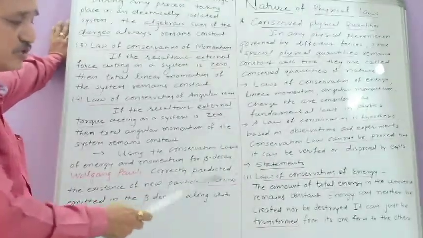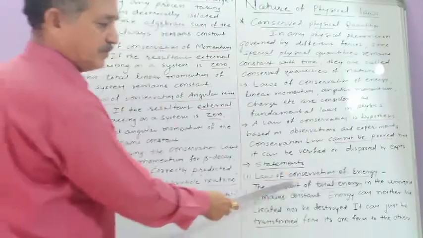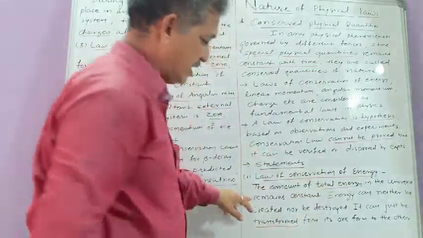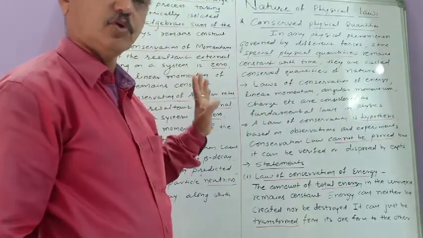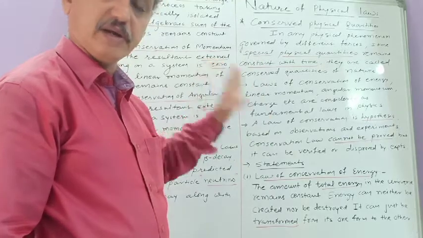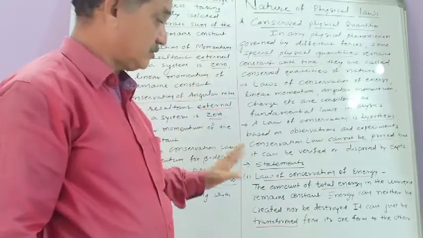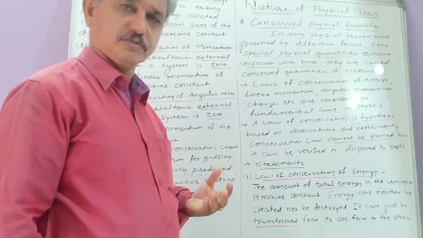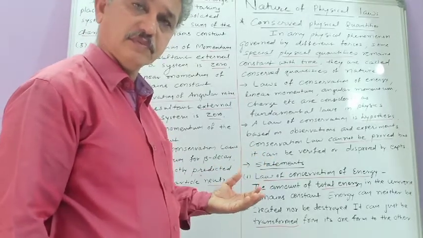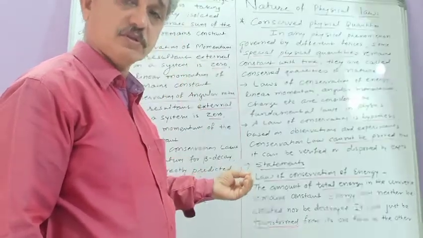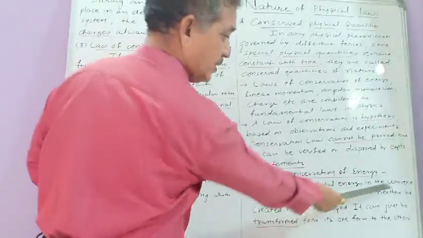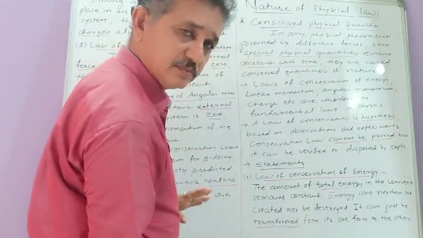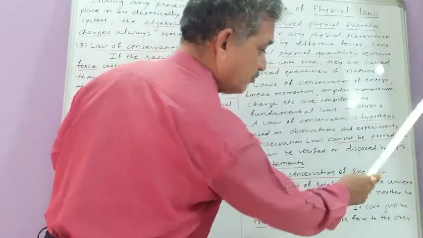Which are the statements? You have to simply remember them. What is the law of conservation of energy? The amount of total energy in the universe remains constant. Total energy in the universe, every moment, at every time, always remains constant. As you know, in this universe all kinds of violent phenomena occur every moment, yet the total energy of the universe is believed to remain constant. That's why the amount of energy in the universe remains constant. This energy can neither be created nor destroyed, but it can just be transformed from one form to another form.